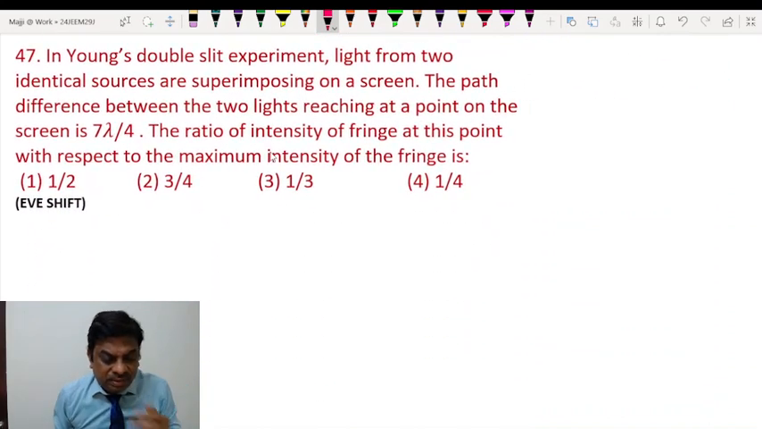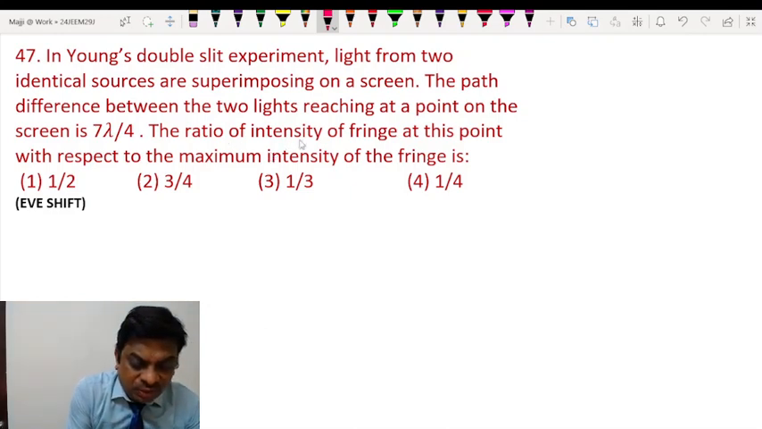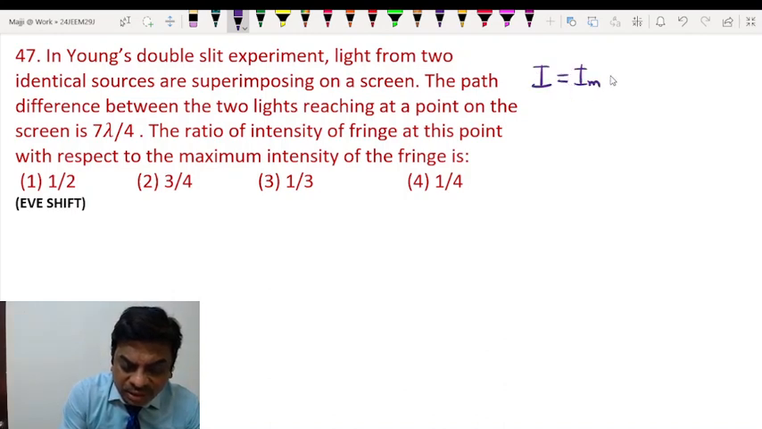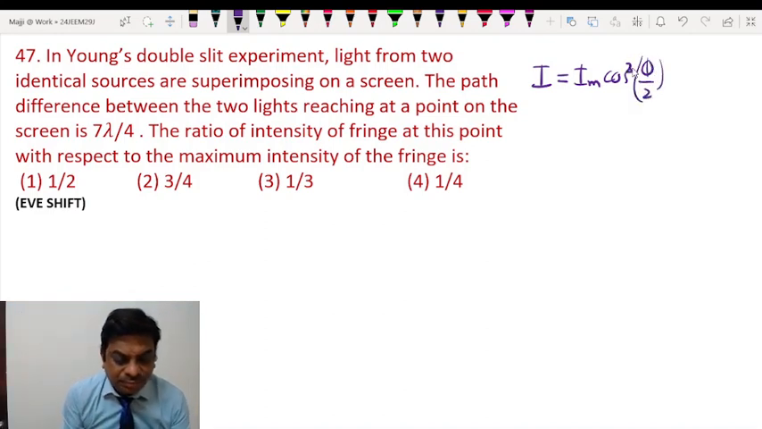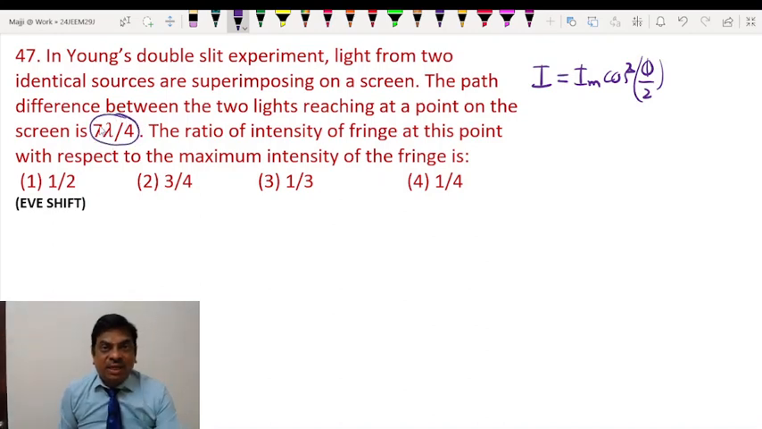In a YDSE experiment, light from two identical sources is superimposed on the screen. The path difference between the two lights reaching a point on the screen is this; find the ratio of intensity of the fringe at this point. So very simple question, students. We know intensity in terms of maximum intensity is this into cos square of phi by 2, where phi is the phase difference between the interfering waves. As you can see, they have given the path difference between the interfering waves as 7 lambda by 4.